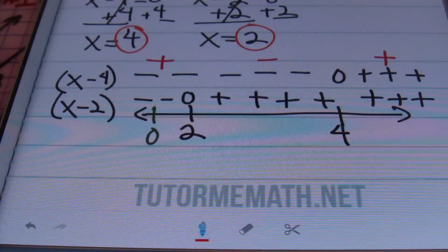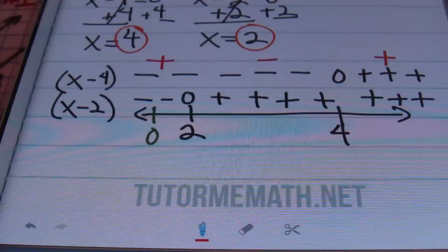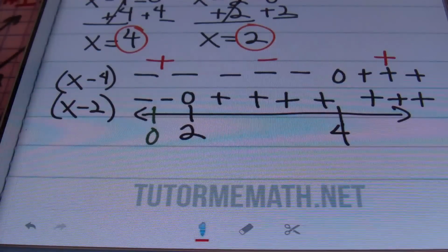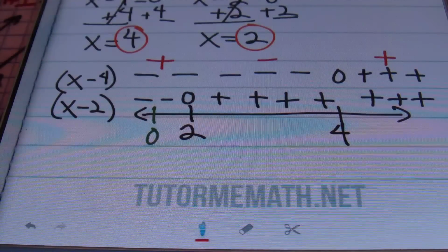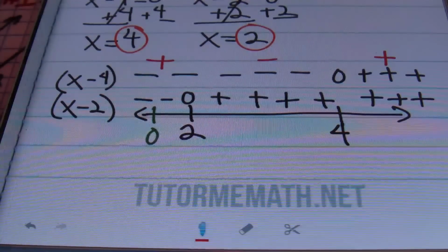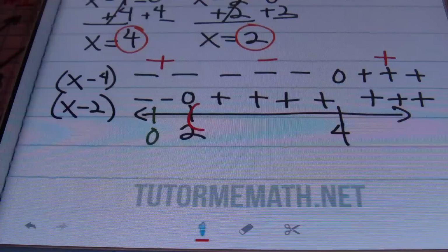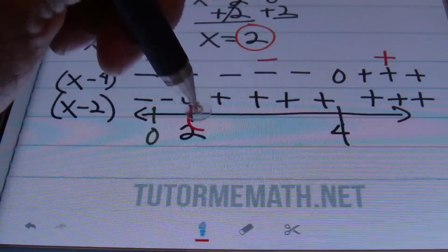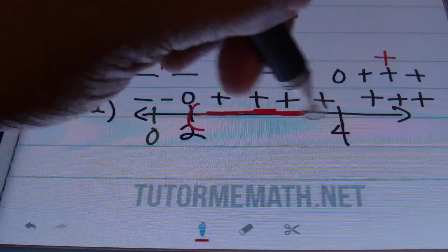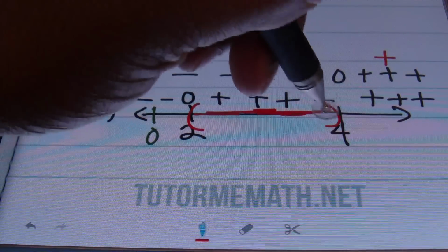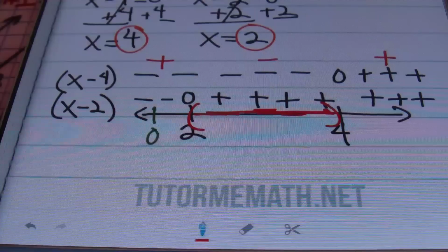It had to be less than 0, so we want negative results. We don't want it to equal 0, so that means we'll be using parentheses as far as the critical values are concerned. We're not including 2, we're not including 4, so use parentheses at 2, because I don't want to include 2. I'm going to shade this region here where I had negative results, and it's going to be up to 4, not including 4.